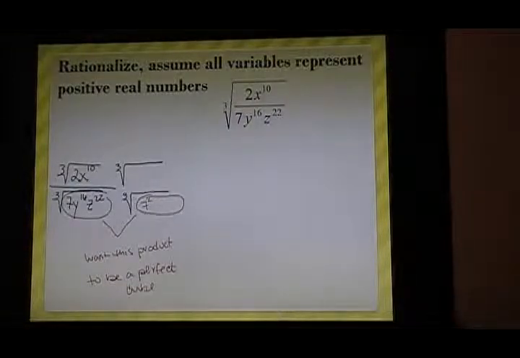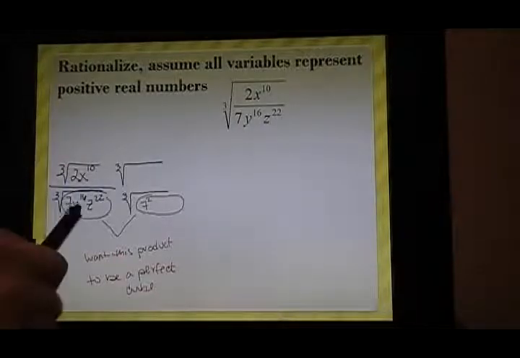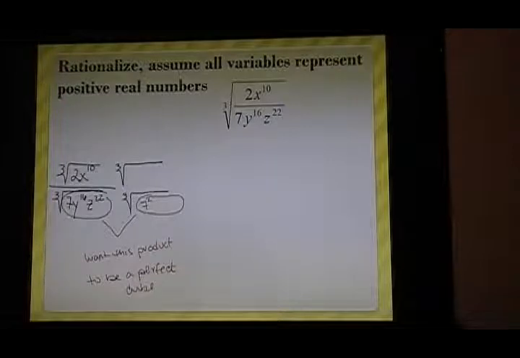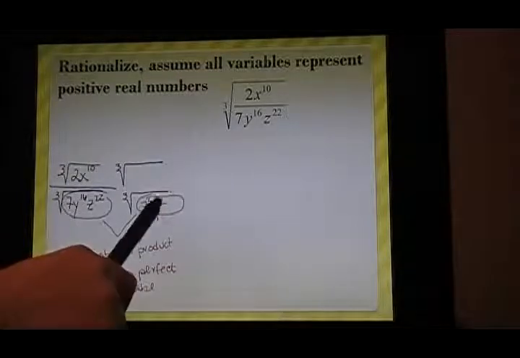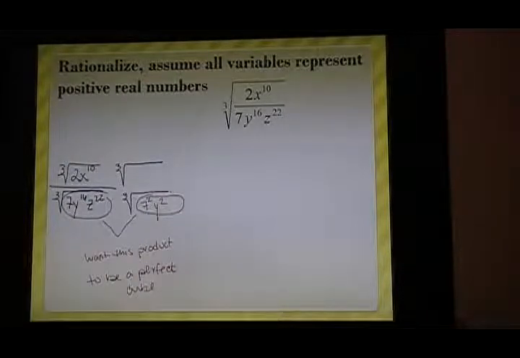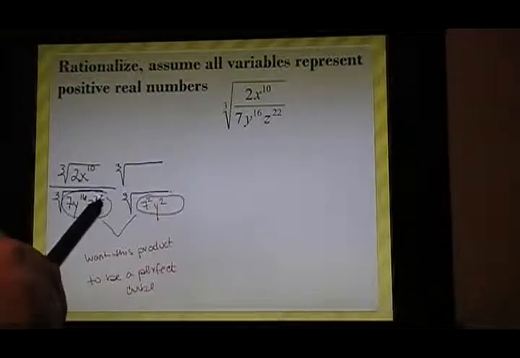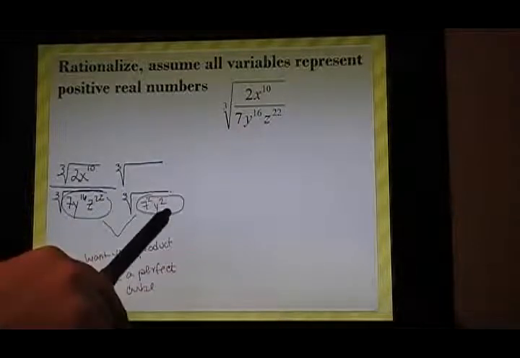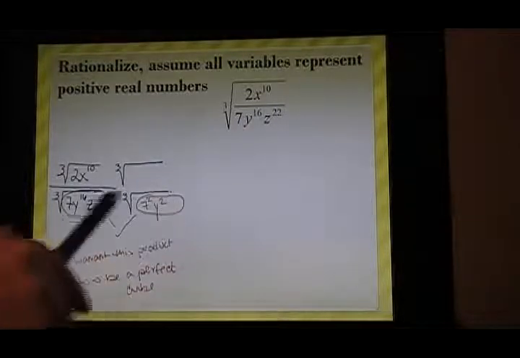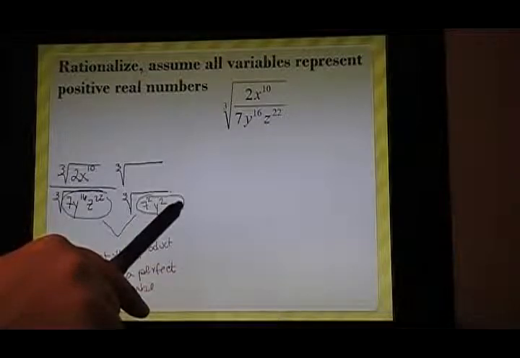Remember, to be a perfect cube, it has to end up being something with a power that's divisible by 3. So if I multiply this by y squared, it is going to be a perfect cube because 16 plus 2 is 18, and 18 is divisible by 3. Similarly, z to the 22nd is not a perfect cube. If I multiply by just one z, then that would be z to the 23rd. That's not a perfect cube.